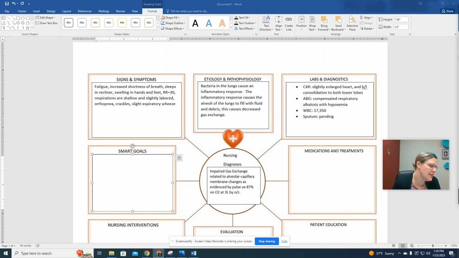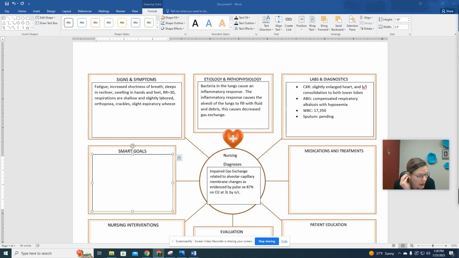And then there are 3 bullets. It says demonstrate improved ventilation and adequate oxygenation as evidenced by blood gas levels within normal parameters for that client. The second one is maintain clear lung fields and remain free from signs of respiratory distress. And the third one says verbalize understanding of oxygen supplementation and other therapeutic interventions. So there are 3 client outcomes in the book, but we can come up with our own client outcomes.